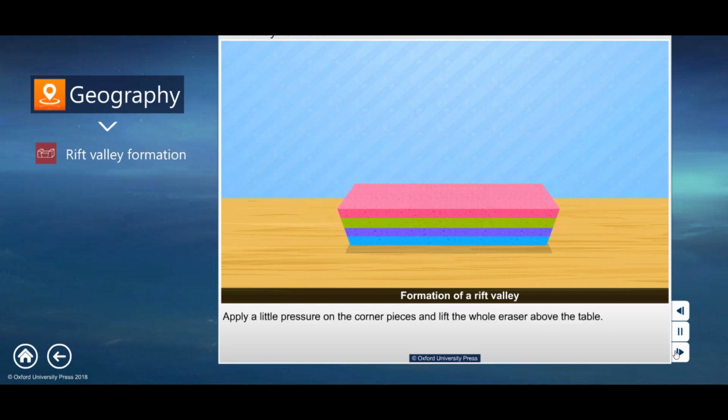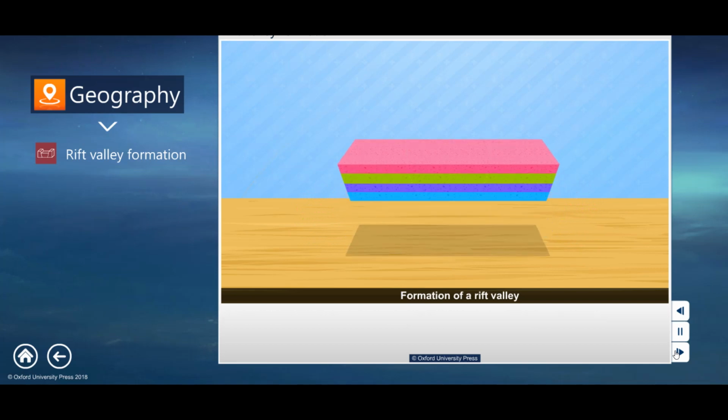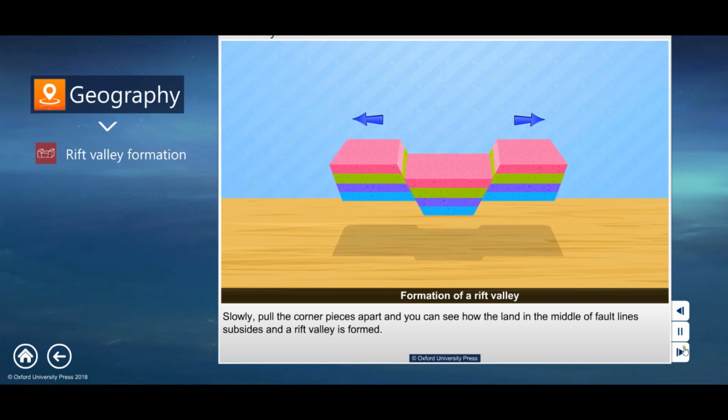Apply a little pressure on the corner pieces and lift the whole eraser above the table. Slowly pull the corner pieces apart, and you can see how the land in the middle of fault lines subsides and a rift valley is formed.